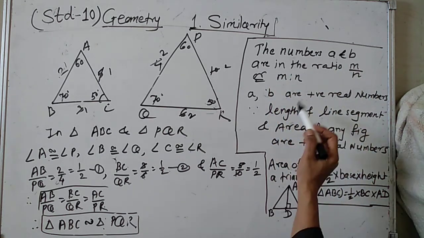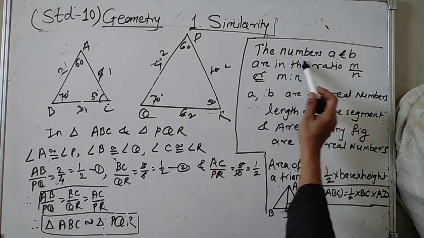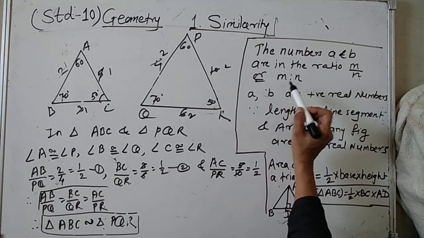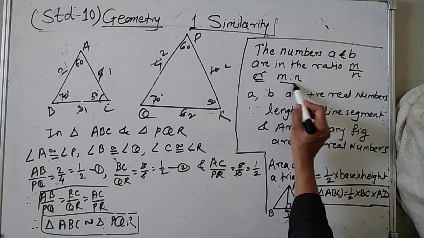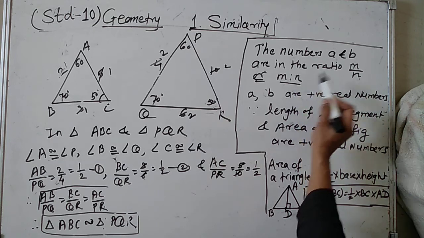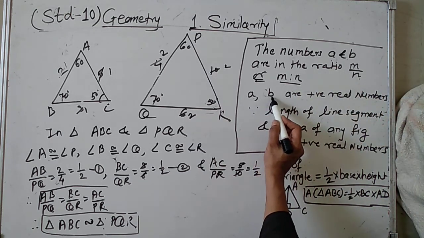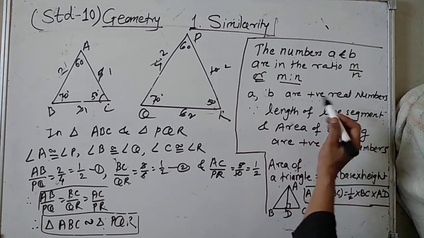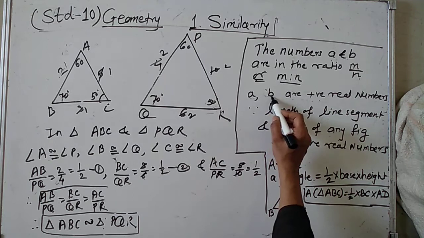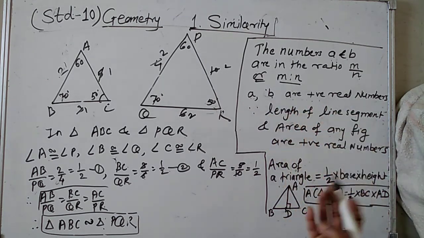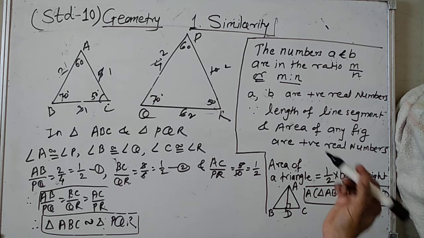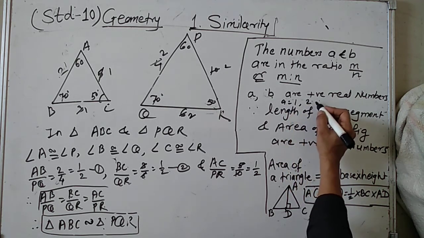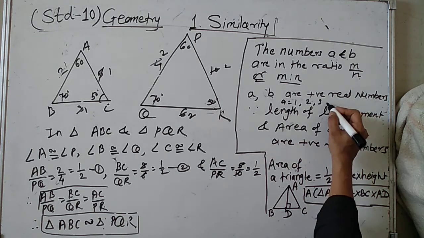तुम्ही standard 9 ला ratio and proportion मध्ये शिकलात. The numbers A and B are in the ratio m upon n, or it can be written in the proportional form m is to n. Now the numbers A and B means what? The numbers A and B are positive real numbers. A आणि B म्हणजे काय? ते पॉझिटिव्ह रिअल नंबर आहे. पॉझिटिव्ह रिअल नंबर म्हणजे काय? ए बी ची व्हॅल्यू तुम्ही पॉझिटिव्ह घ्यायची. That is the positive numbers 1 2 3 4 5. That is A is equal to 1, 2, 3, B also is equal to 1, 2, 3, etc.